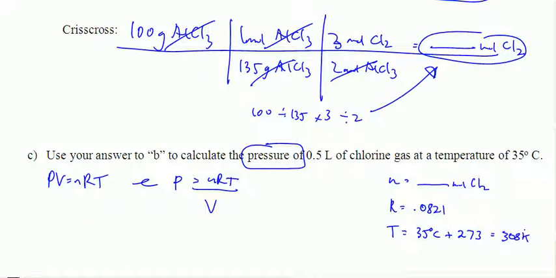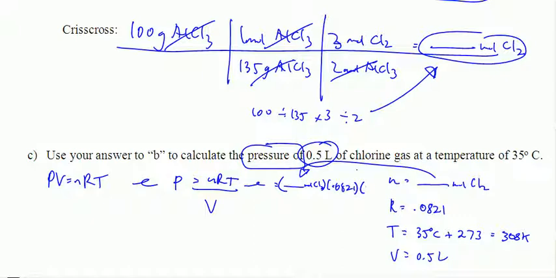Let's see if I did the math. 273 plus 30 is 303. 303 plus 5, 308. Good job. Volume is going to be 0.5 liters. That was right here. So I'm going to plug it all in. And some moles of Cl2. Now I'm just not doing the calculation because I do not have a calculator on me.